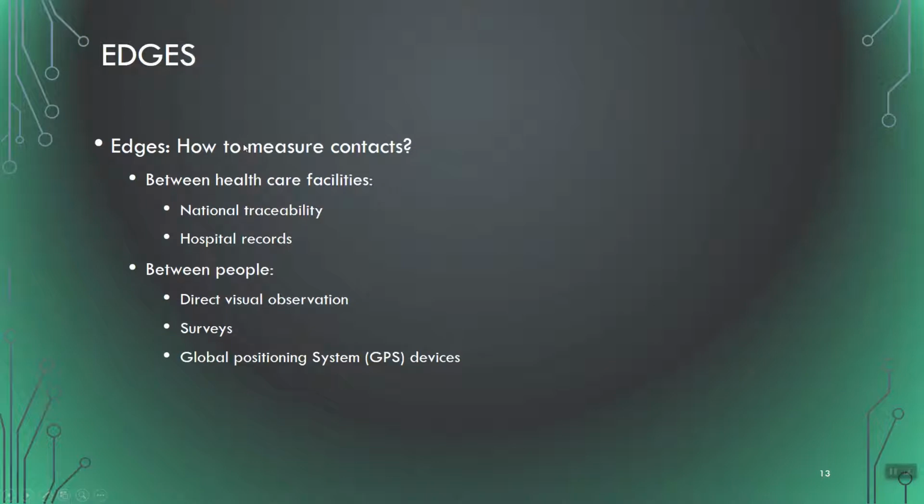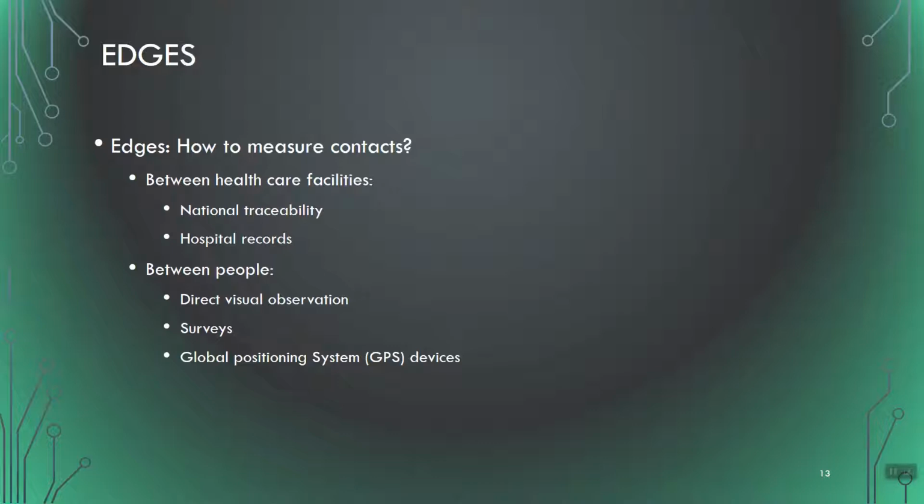For the edges, there are different ways of talking about edges, depending again on how we talk about the nodes. We can measure contacts at different levels. For example, between healthcare facilities, we can get some data about this with national traceability or hospital records. And if we are talking about people, I think I saw at least one paper talking about contact and a social network between patients, nurses, and doctors. So they did it at the person level, and you can do it with direct observation.